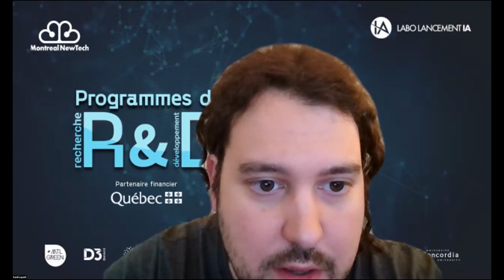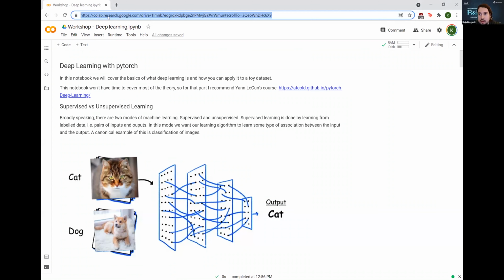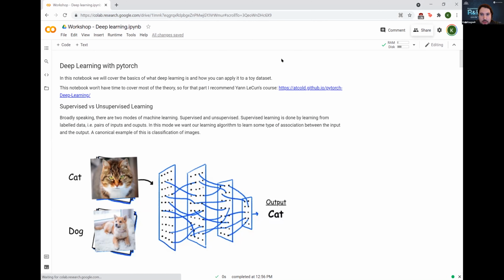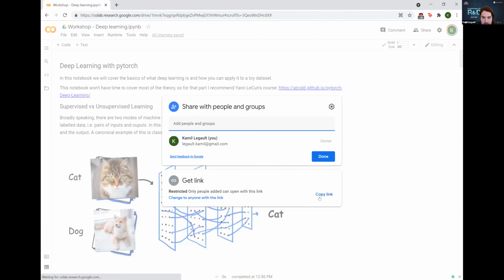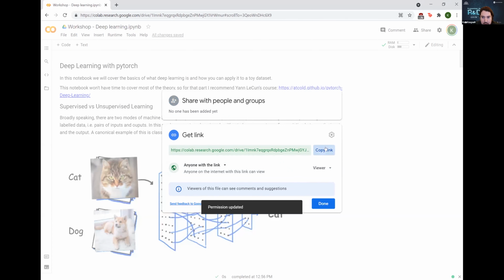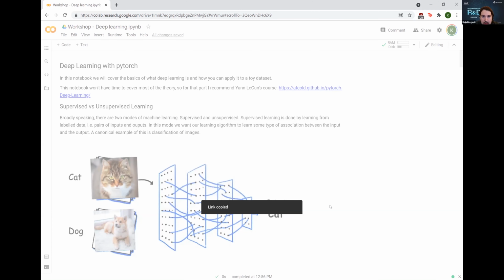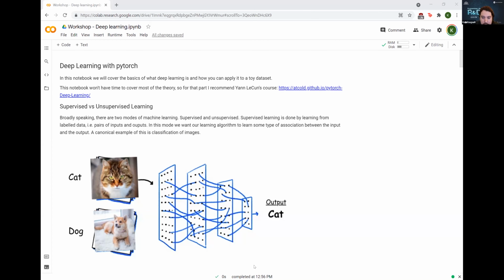I'll share my screen. So the way I prepared this workshop is, I made a Colab notebook and we're going to go through it together essentially. So I can post the link. I don't know if I made it shareable. Sorry about this. All right, so I will just share the link. You can follow along. You can look at the screen.